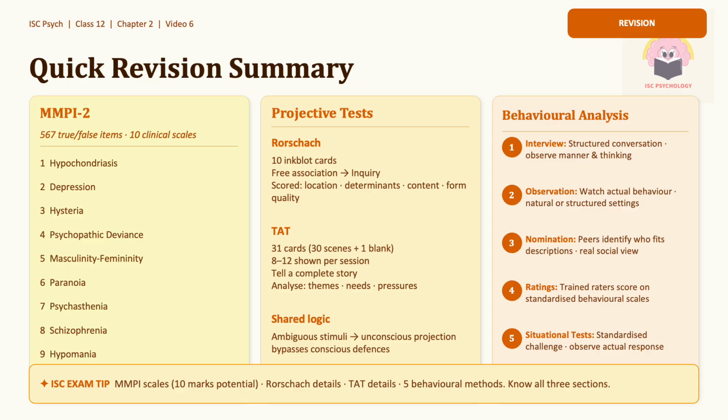This is a quick, helpful revision summary slide for you while revising. It lists all the tests that we covered today in this video, starting with the personality test of MMPI, moving on to the projective tests for Rorschach and Thematic Apperception test, and finally ending with behavioral analysis.